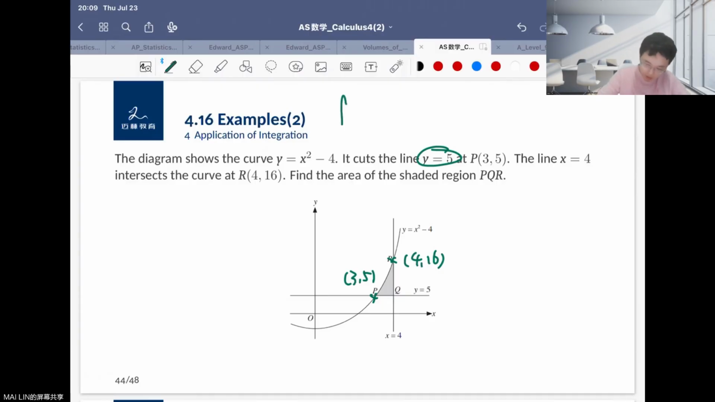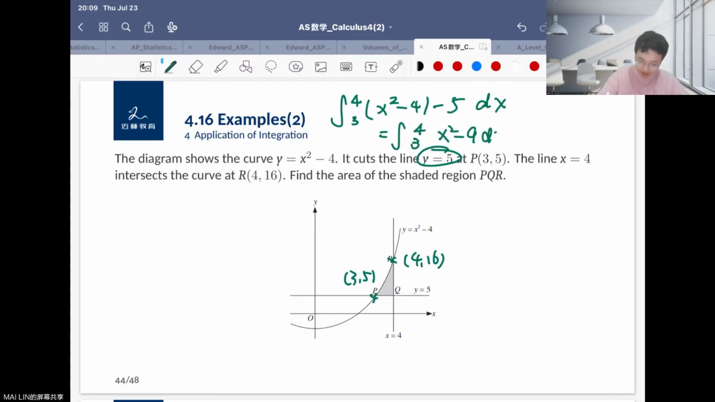So using the rules, here is from 3 to 4, and x squared minus 4 is the upper bound of the shaded region, right? Then minus the lower bound, that is PQ, so it's minus 4. Sorry, minus 5, right? dx, so it can be considered as the integral from 3 to 4 of x squared minus 9 dx. So that is 1 over 3 x cubed minus 9x from 3 to 4.